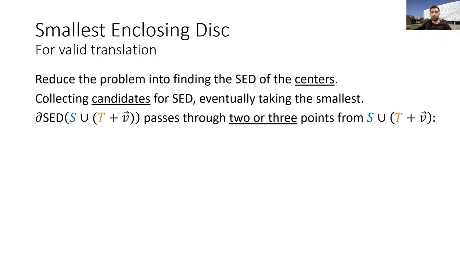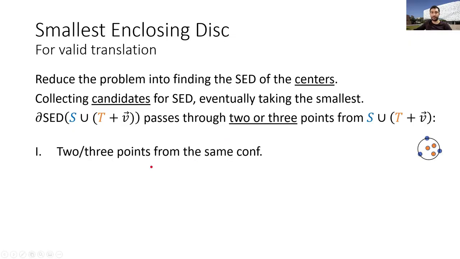Recall that one of the properties of an SED is that in general position, it has either 2 or 3 points on its boundary. This leads us to divide the problem into 3 cases, depending on which points are on the boundary of the SED. First, 2 or 3 points from the same configuration. You can see the image on the right.